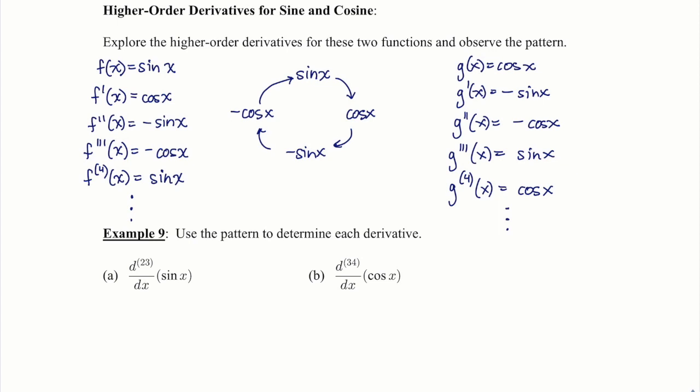So what you can see is this circle is going to be the same circle no matter where we start. If I start at sine of x, I'll get back to sine of x every 4 derivatives. If I start at cosine x, I'm still going to go in this same order, but then every 4th, 8th, 12th, and so on derivative will be cosine. Right? So it's a cyclical derivative pattern.